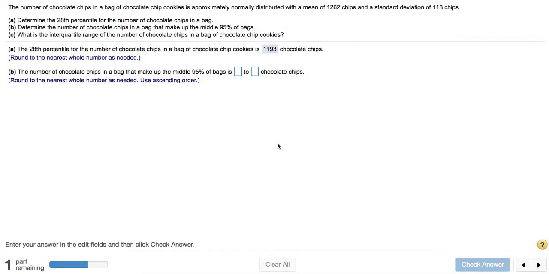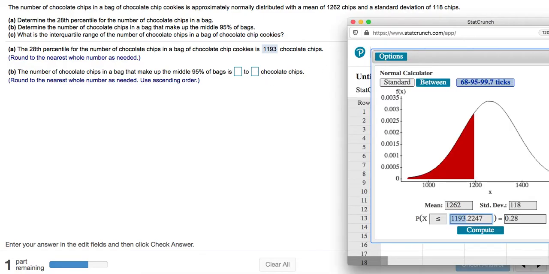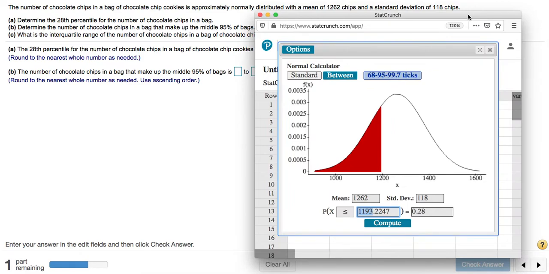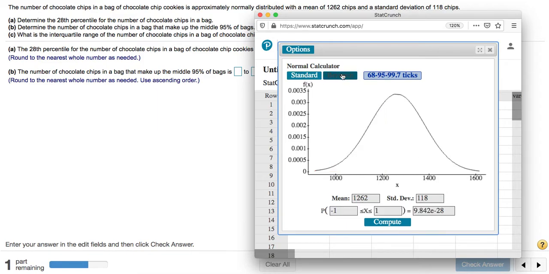Okay, after this, for part B, it says the number of chocolate chips in a bag that make up the middle 95% of the data is, and here we want a range of values. So if we try to view this on the normal curve, the middle 95% means you start at the center and you go an equal distance away from the middle. So we're going to need two values: how far to the left and how far to the right do we go? I'm going to switch the calculator from the standard mode to between.